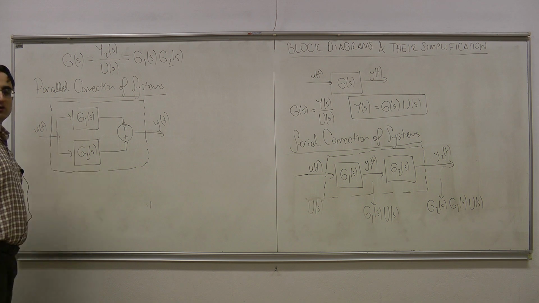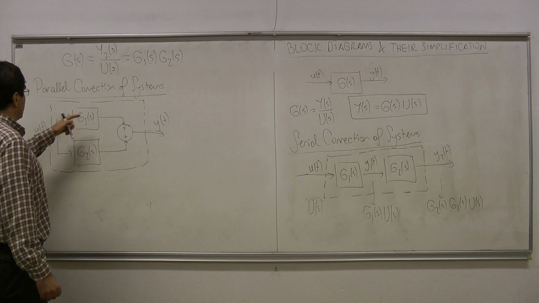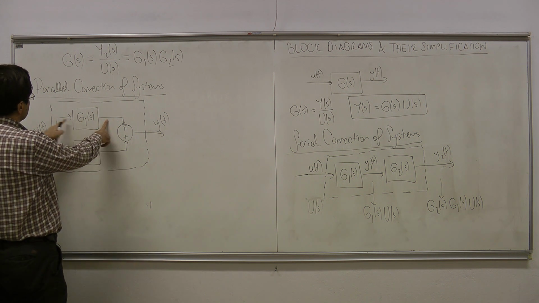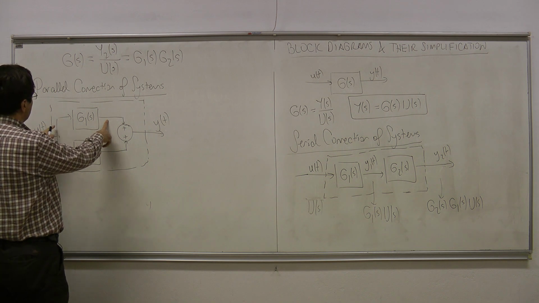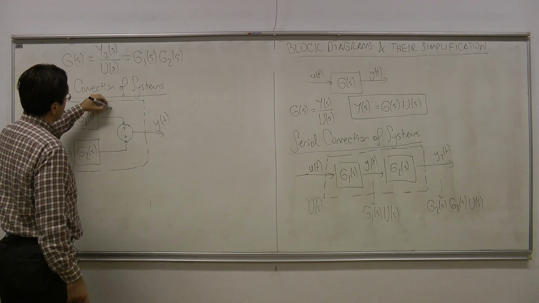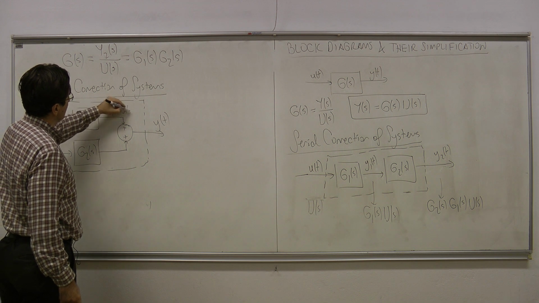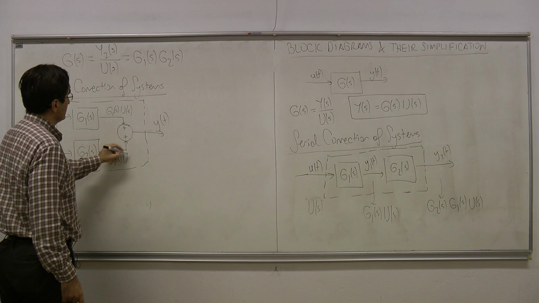So in this case, it's going to be summation. Okay? So what is the Laplace transform of this output? It is going to be the transfer function times the Laplace transform of the input. The input Laplace transform is U(s) for both of these systems. So this signal has the Laplace transform G1(s) U(s). This signal has the Laplace transform G2(s) U(s).